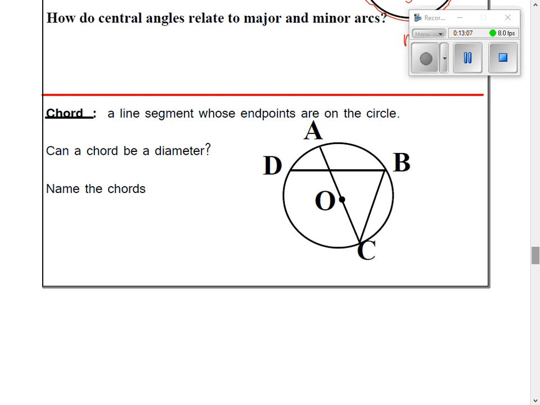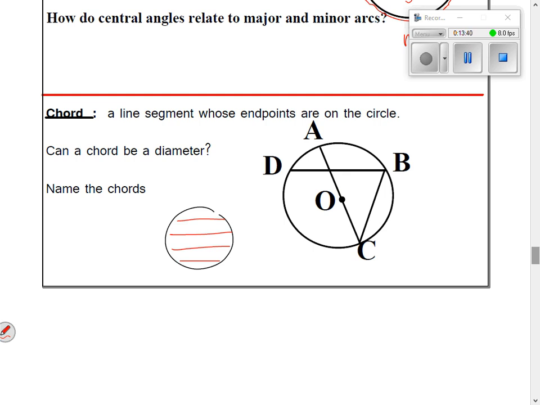Okay, now chords. I like to think of this as like the hole in the guitar, right? You know how the strings go over the hole in the guitar? If you were to look at the guitar and just forget where the strings are going, these are the strings, right? Those are all chords. Oh, funny. Music, chords. Funny, right? A chord is a segment within a circle whose endpoints are on the edge of the circle.